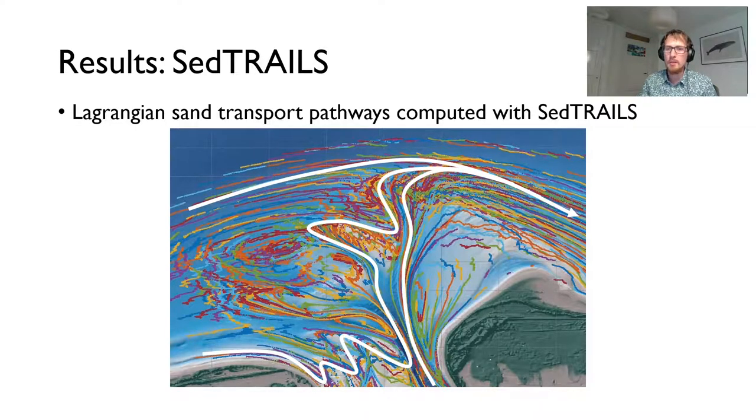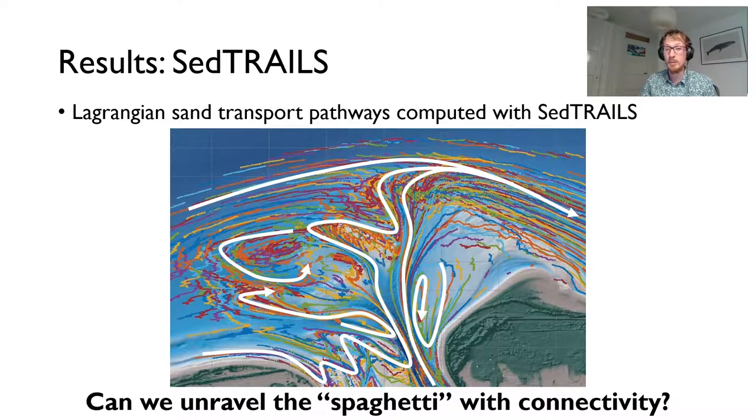We also see that there are some pathways along the main ebb channel where we see particles leaving the inlet and then joining this big transport superhighway on the east side of the delta. We also see some very interesting circulation patterns at different locations on the delta. Now, can we unravel this spaghetti using connectivity?